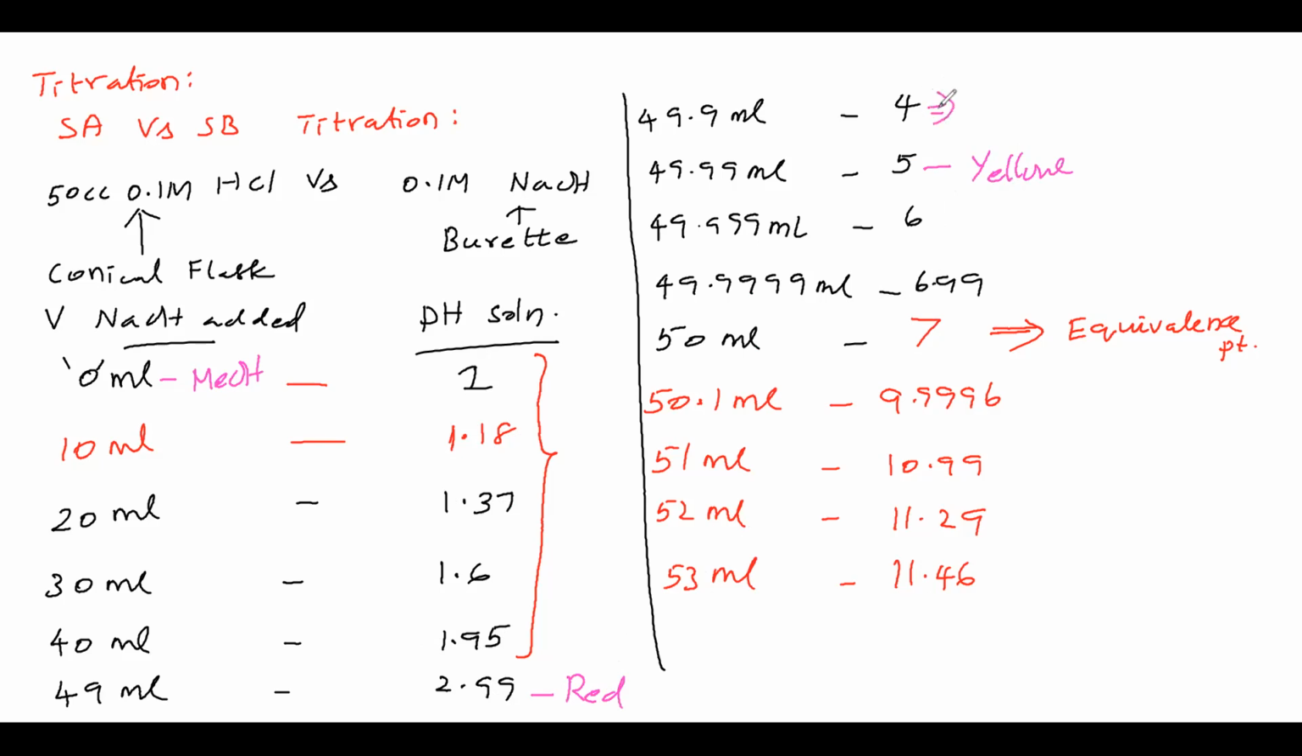At this place, what? Red and yellow mixed, correct? Now you say, the equivalence point is what? 50 ml. 50 ml is the equivalence point. This methyl orange gives a distinguished color at this place. Up to this, red color. Here yellow, distinguished color yellow.